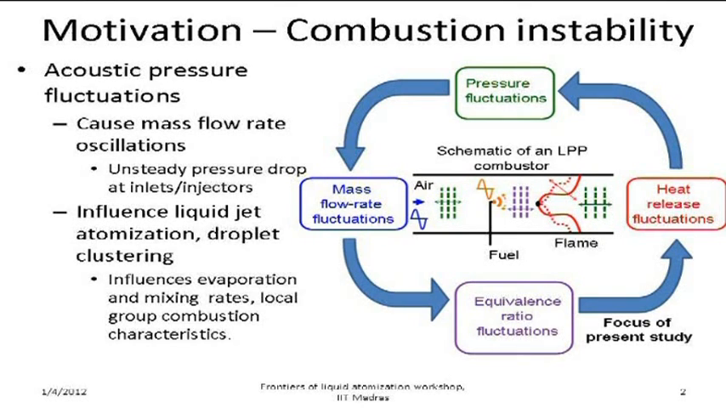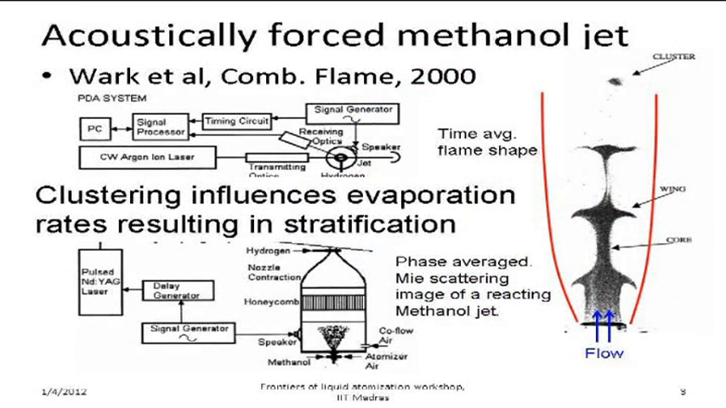Now, if we have acoustic perturbations in this system, we could get, as we've seen, changes in atomization characteristics, changes in droplet size distributions. We could get clustering and basically all kinds of effects, which can then lead to this pre-vaporized stream becoming stratified in an unsteady manner. And when you have unsteady fuel-air ratio stratification coupling with a flame, you get heat release fluctuations, which act as a driving mechanism for pressure fluctuations.